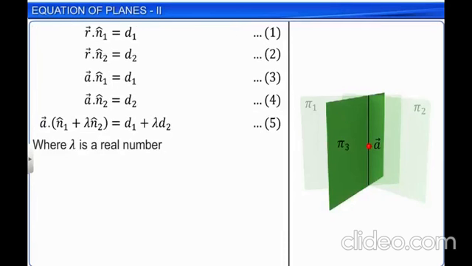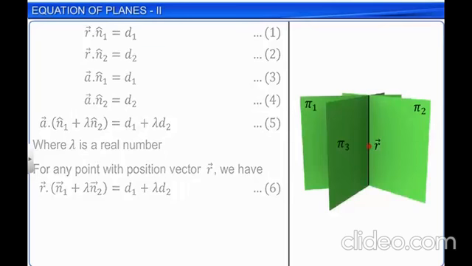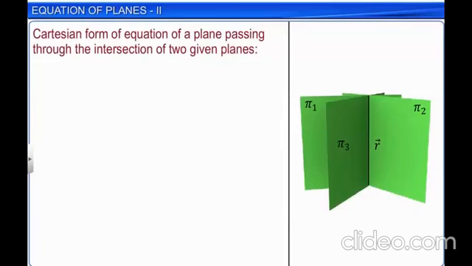The line of intersection of planes pi1 and pi2 contains an infinite number of points. For any such point with position vector r that satisfies the equations of both planes pi1 and pi2, we can rewrite equation 5 as equation 6. An infinite number of planes can pass through the line of intersection of planes pi1 and pi2 for different values of the scalar lambda. Now, we will derive the Cartesian form of the equation of plane pi3 passing through the intersection of planes pi1 and pi2.